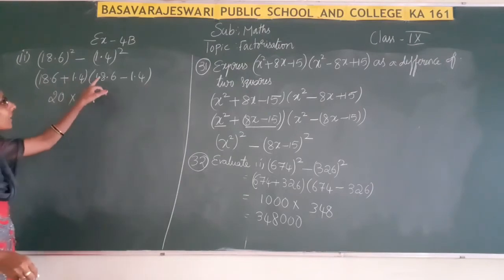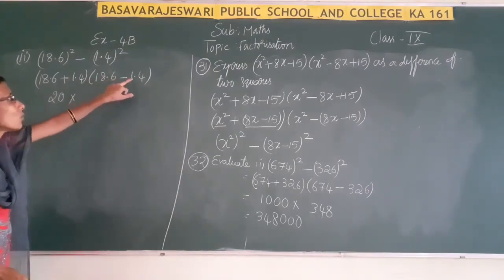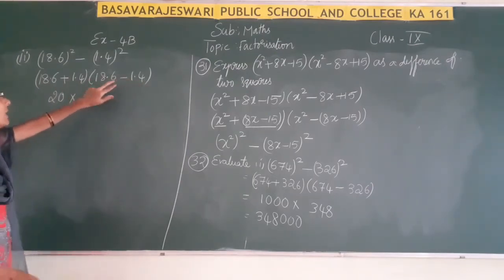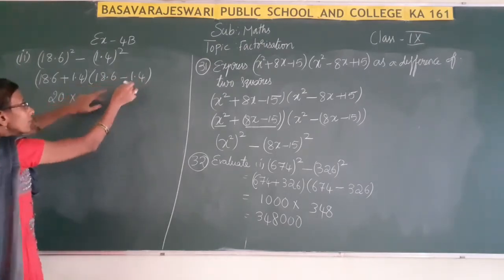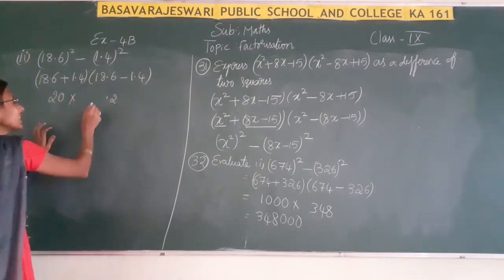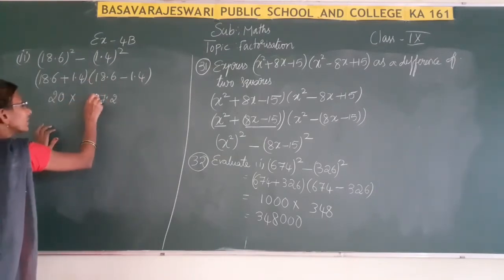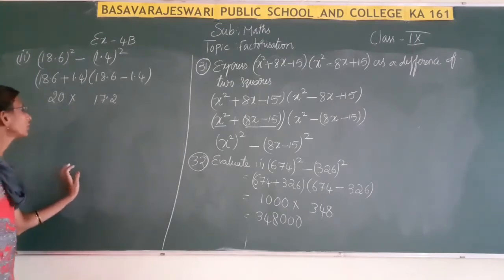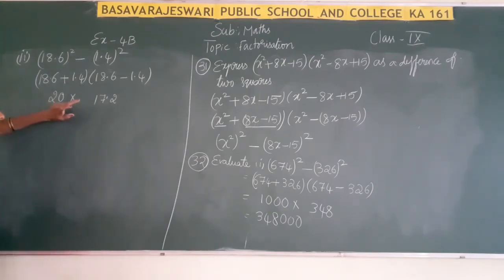Into 18.6 minus 1.4, what do we get? 6 minus 4 is 2. 8 minus 1 is 7, and this one will be the same as it is. Okay, so now you see, 17.2 into 20. We have 1 zero here and 1 digit after the decimal point.